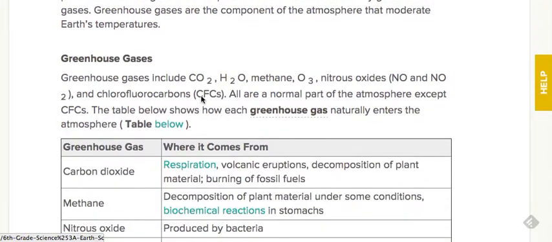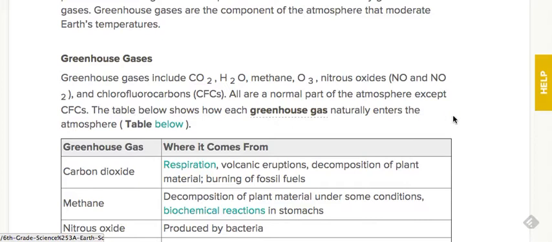Greenhouse gases include the following. You got CO2, that's carbon dioxide, H2O, that's water, methane, which is a byproduct gas, and O3, which is ozone, nitrous oxide, which is NO and NO2, and then chlorofluorocarbons. Those are CFCs. And we talked about these being used in the past in spray cans, but those have been outlawed now. All are a normal part of the atmosphere except for CFCs.